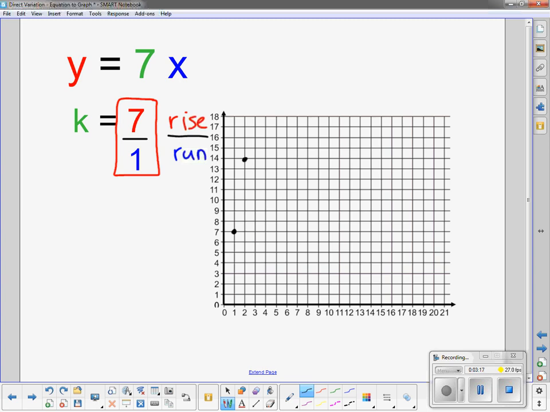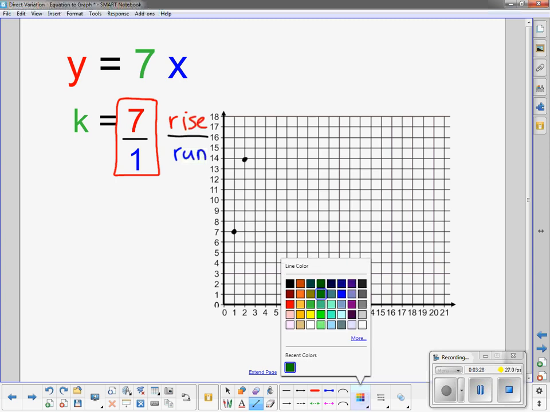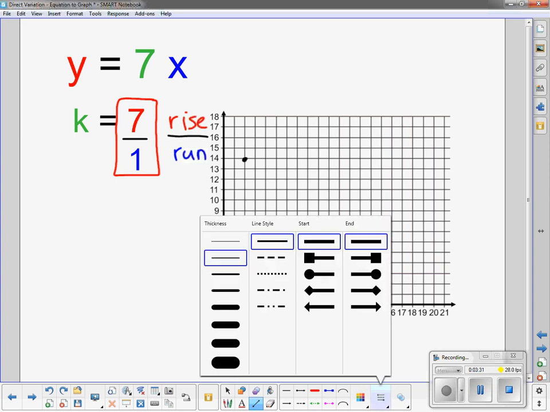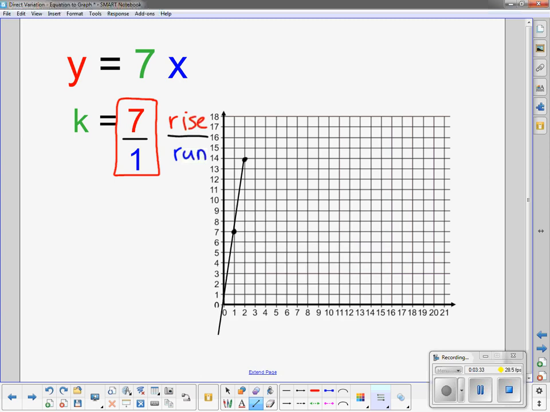If I rise 7 more and run 1, I'll be somewhere up here, which is not on the coordinate plane that I'm currently looking at. So all I can have is 2 points. Now I need to draw a straight line through these points. And we notice that as we draw that straight line, once again, we go through the origin, representing direct variation. This equation, once again, is y equals 7x, and that is represented in the graph.